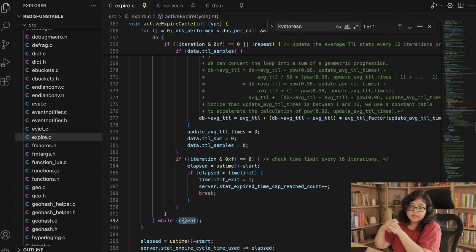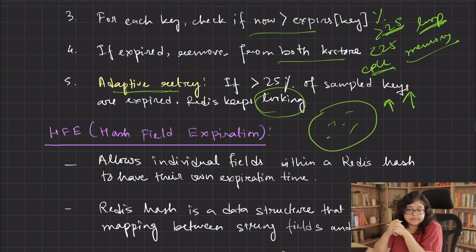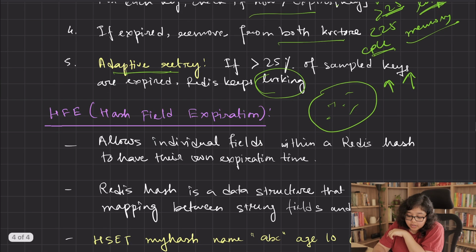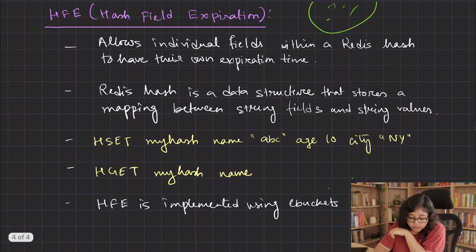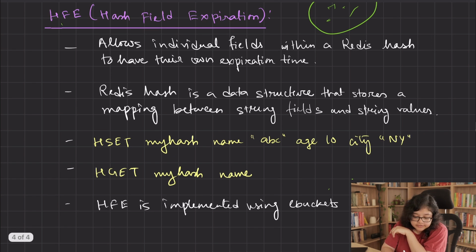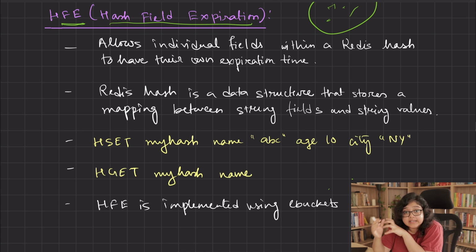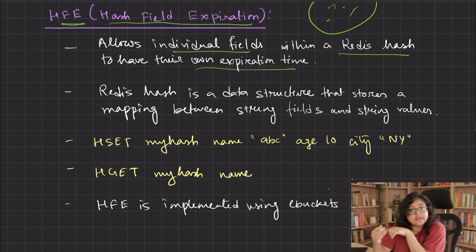So far we have discussed active key expiration and passive key expiration. From Redis 7.4, it is supporting HFE, which stands for hash field expiration. Now you can set expiration time for individual fields within a Redis hash to have their own expiration time.